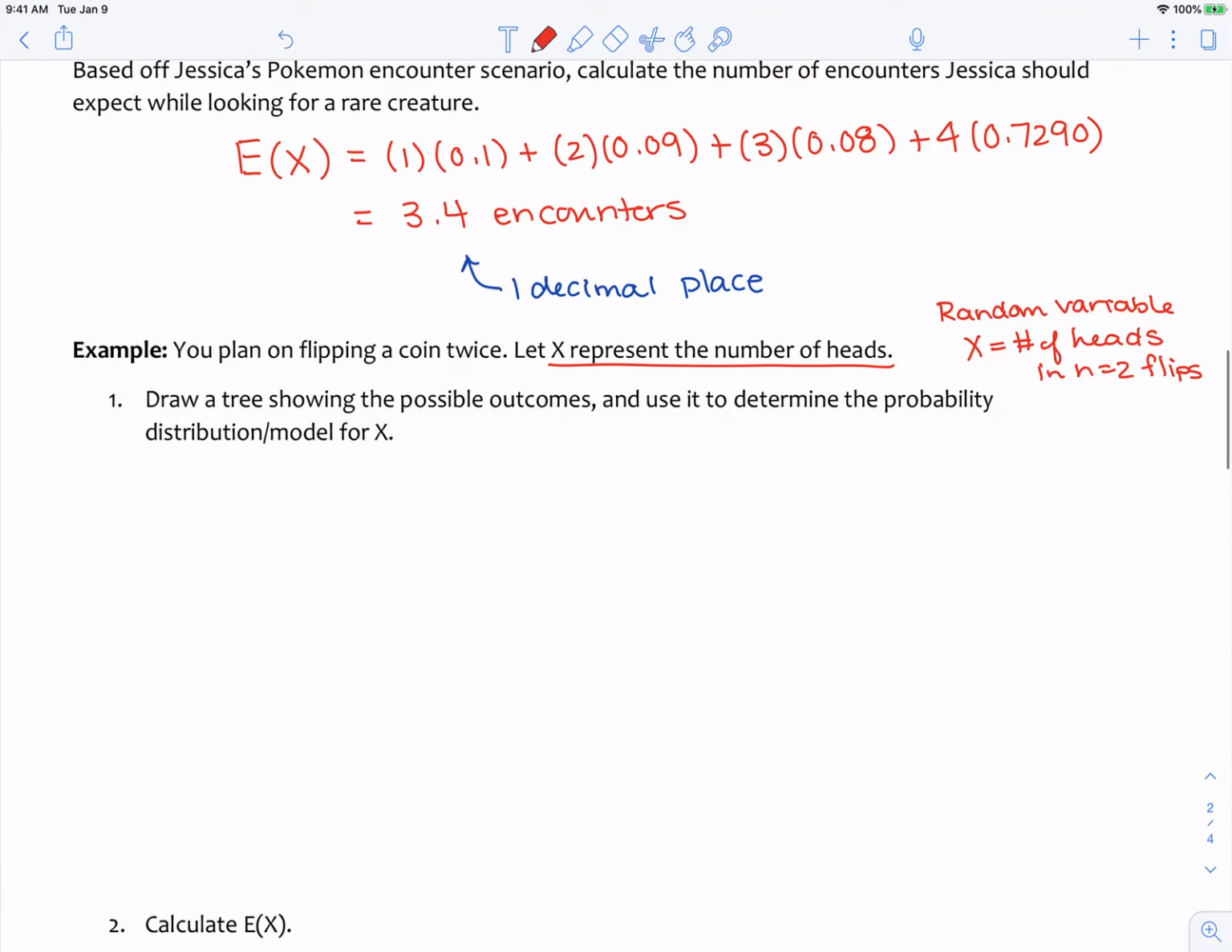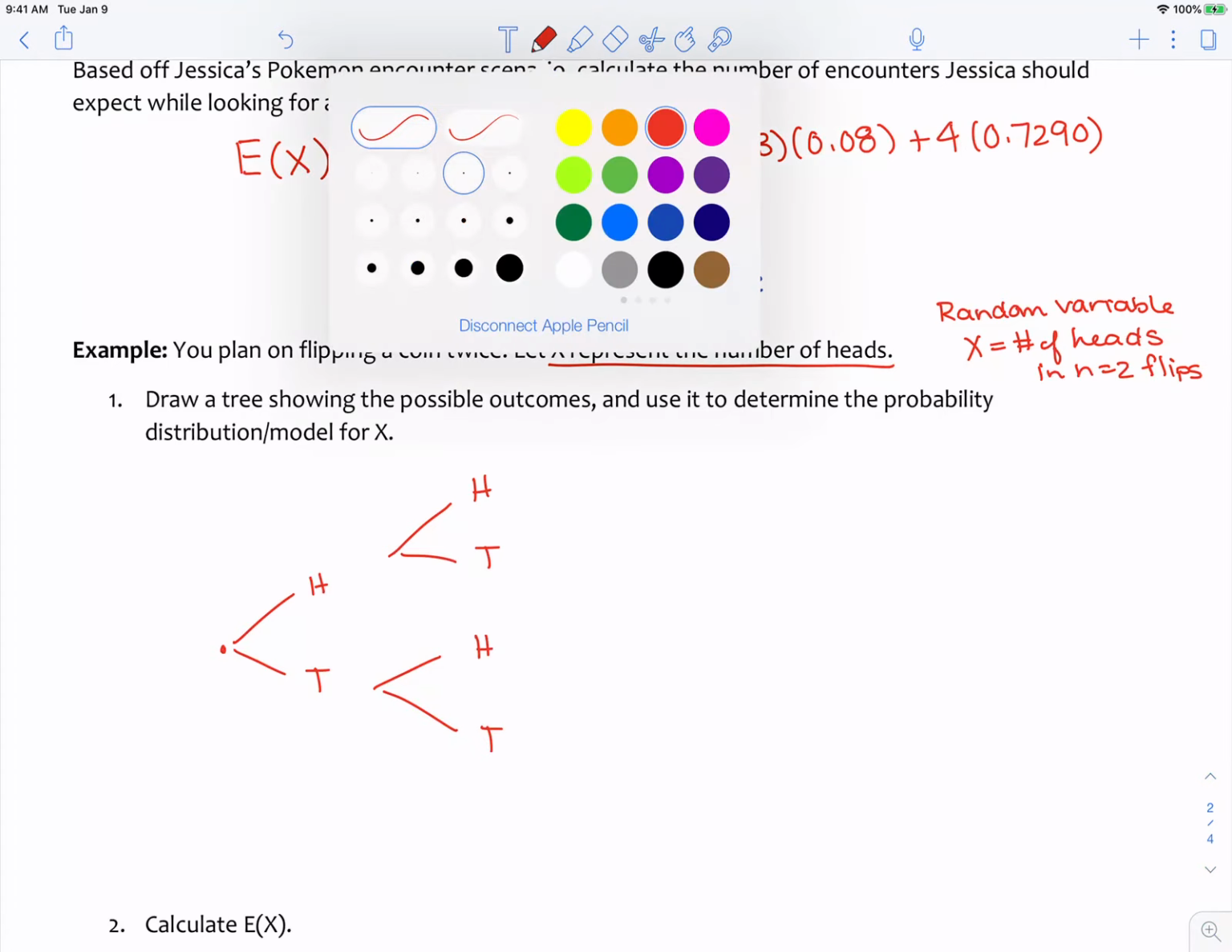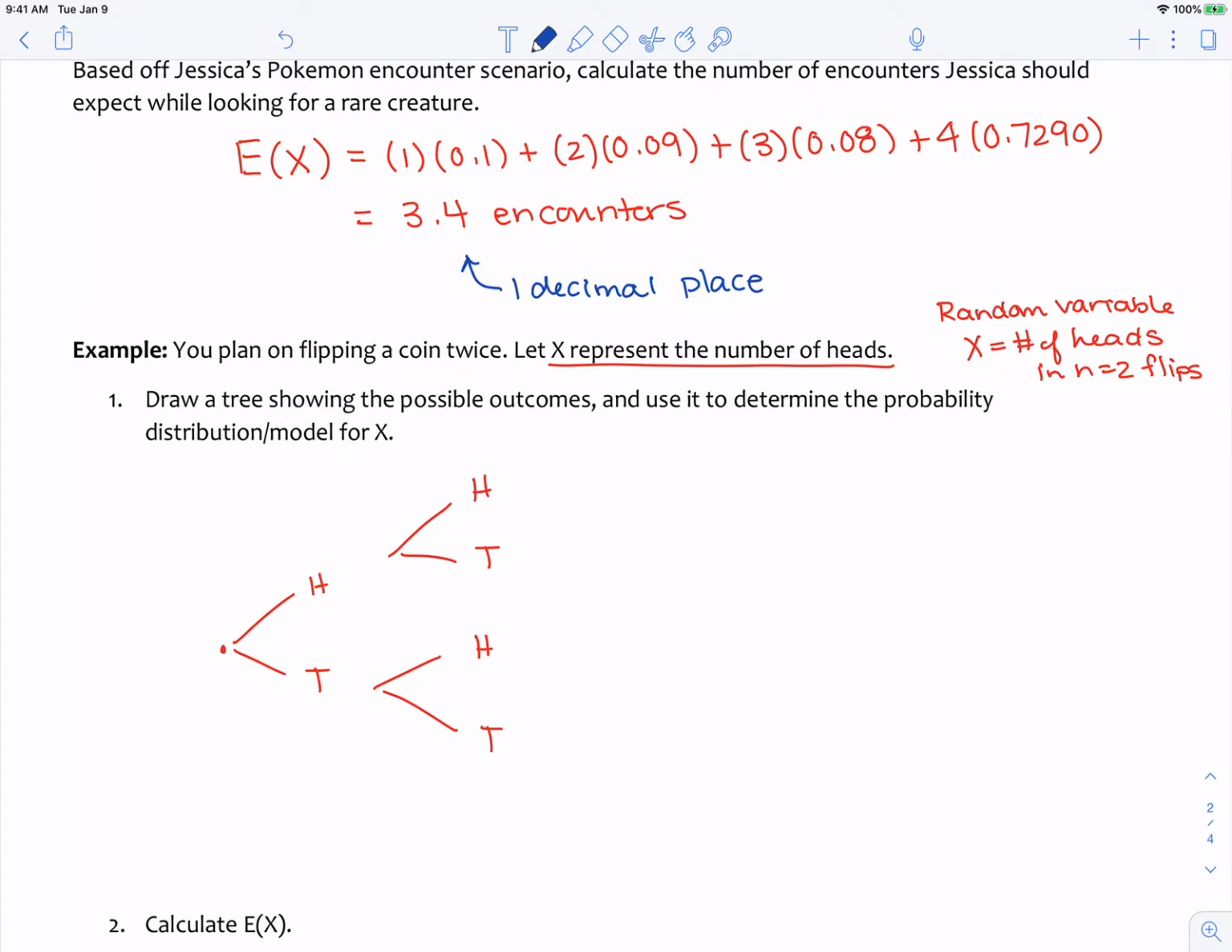So we're going to draw a tree to show the possible outcomes. That's going to be our first step. And this is often going to be our first step, to try and visualize what is happening in the real world. And so we have the option of getting heads or tails on our first flip, and then we're going to do a second flip, and that's going to be possible heads or tails as our second option for both of those.